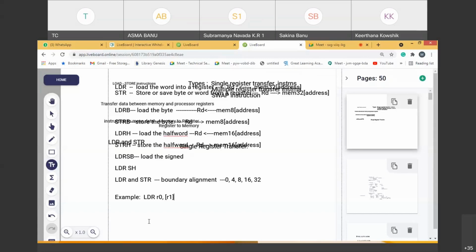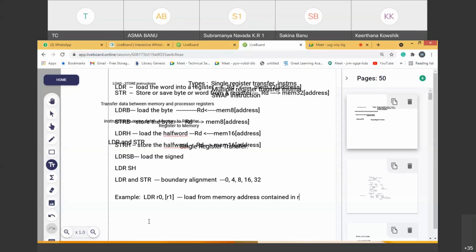That's the simple meaning. What does the instruction say? Load the contents from the memory address. Which memory address? The memory address contained in R1.